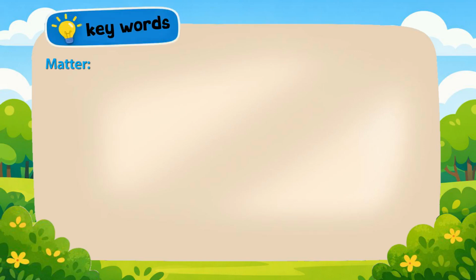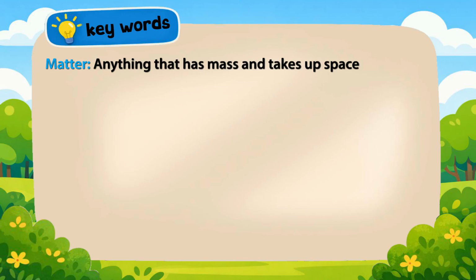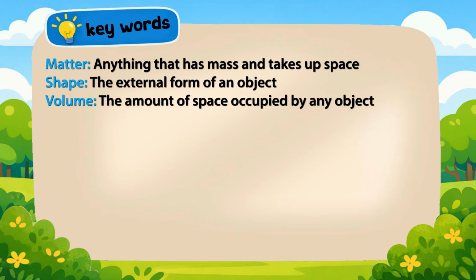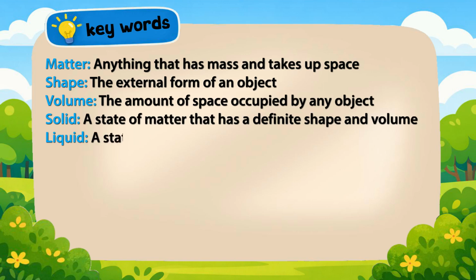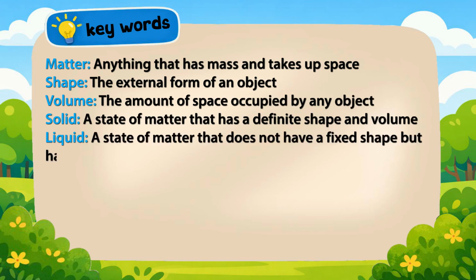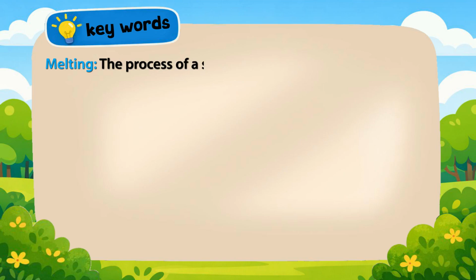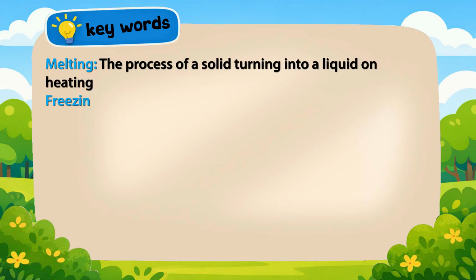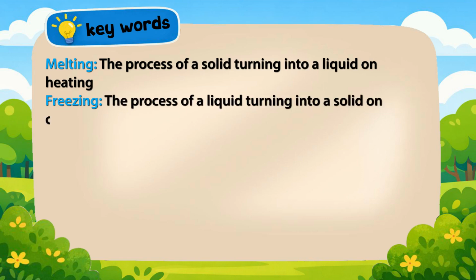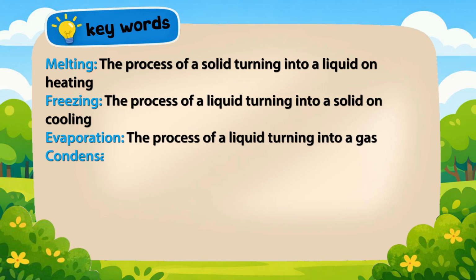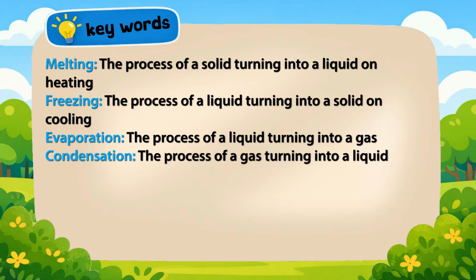Key words: matter, anything that has mass and takes up space; shape, the external form of an object; volume, the amount of space occupied by an object; solid, a state of matter that has a definite shape and volume; liquid, a state of matter that does not have a fixed shape but has a fixed volume; gas, a state of matter that does not have a fixed shape or fixed volume; melting, the process of a solid turning into a liquid on heating; freezing, the process of a liquid turning into a solid on cooling; evaporation, the process of a liquid turning into a gas; condensation, the process of a gas turning into a liquid.